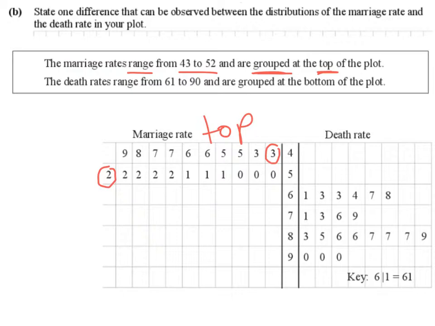And all of the values are at the top. They're in the 40s and 50s. The death rate ranges from 61 to 90. So that 1 there represents 61, and that 0 there represents 90. And they are grouped in the bottom of the plot. We can see that most of the values are at the bottom, so there's no 40s or 50s.